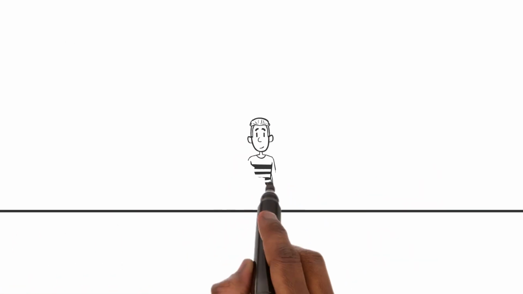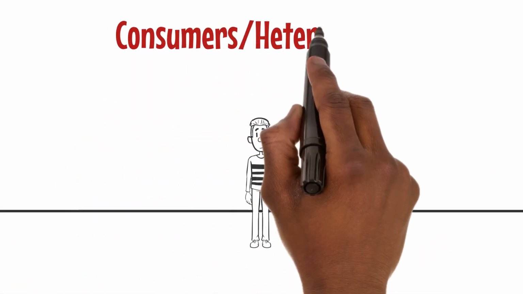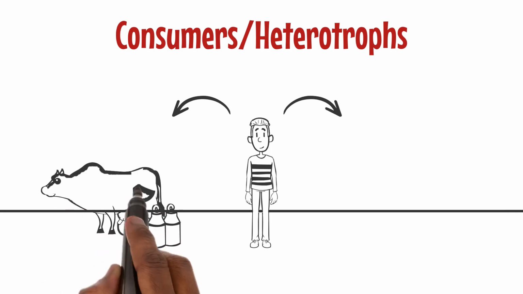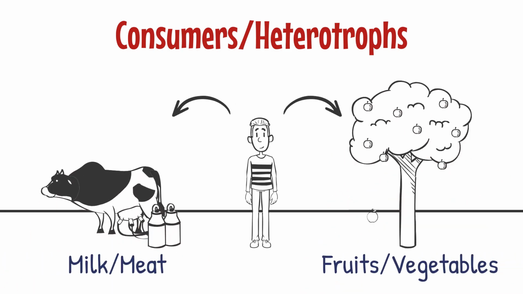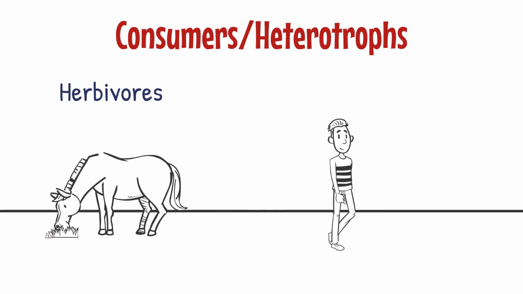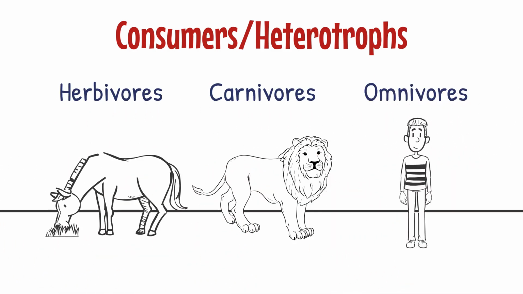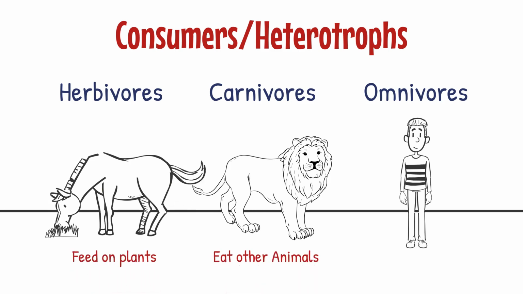Next, we have the consumers, also known as heterotrophs. These organisms rely on others for their food. They can be further classified into herbivores, carnivores, and omnivores, depending on their diet. Herbivores feed on plants, carnivores eat other animals, and omnivores have a mixed diet of both plants and animals.